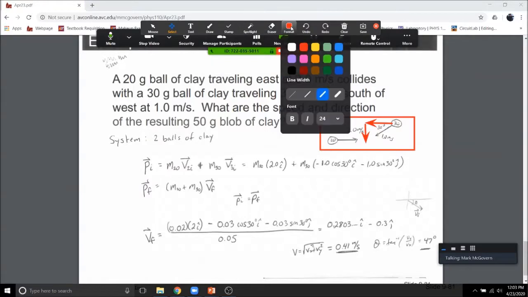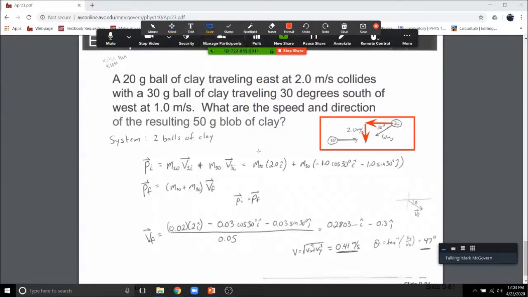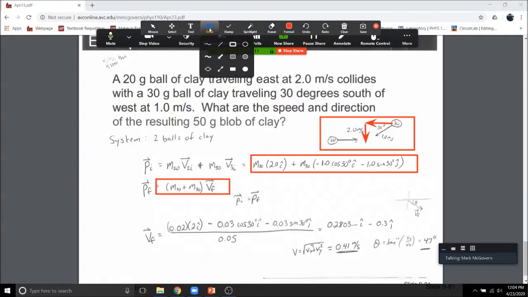So what you are doing, just to be clear, because it looks like I may have skipped a step here, is you're taking this equation and setting it equal to this equation. To solve for V final, you're going to basically take the first equation and divide by the sum of their masses, which is what you see down here. So this part here is the numerator, and the sum of their masses is the denominator. And you've got to combine i hat and j hat components, do all your math there. You should end up with your i hat component being about 0.28, your j hat component -0.3. That is your velocity vector.